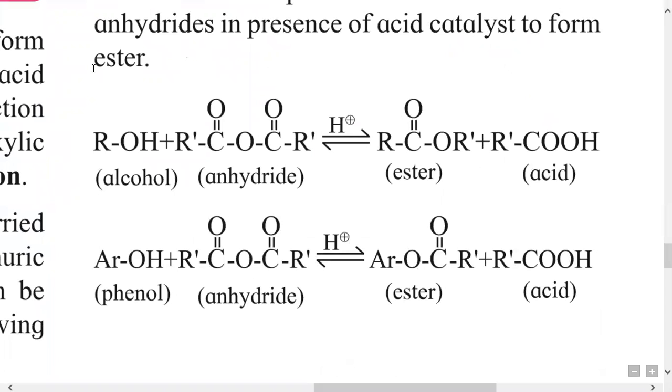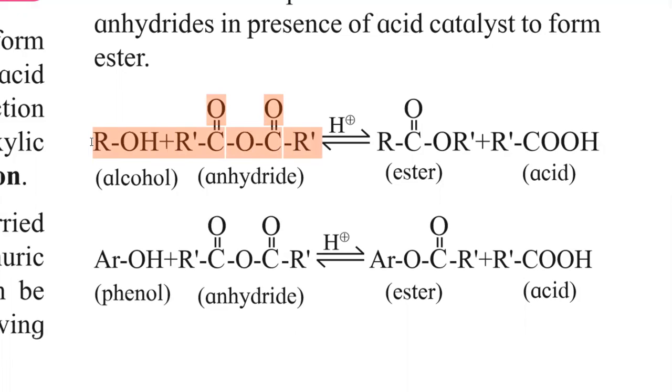Now, the next reaction is again esterification, but it is with acid anhydride. Again, this reaction takes place in the presence of H+. ROH is the general formula of alcohol. When it reacts with acid anhydride, which is RC=O-O-C=O-R', in the presence of H+, it gives R'-C=O-OR, and this is ester formation, and the side product is again a carboxylic acid.